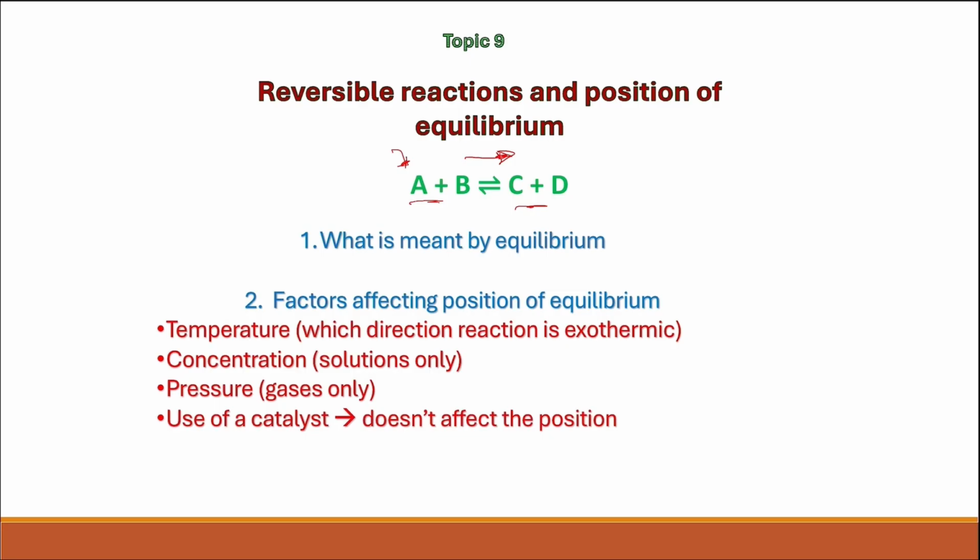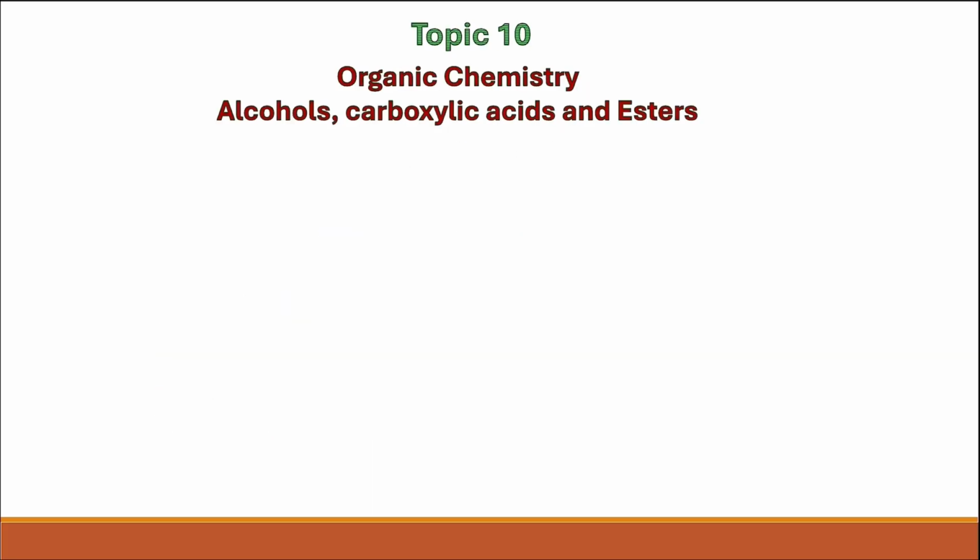It was common in paper one as well. So if it wasn't in paper one, they may ask you in paper two. And to draw the difference on an energy profile, show the difference with the use of the catalyst. So the catalyst will increase the rate of both forward and reverse reaction at the same rate. So it doesn't affect the position of equilibrium, but it helps to reach the equilibrium faster.